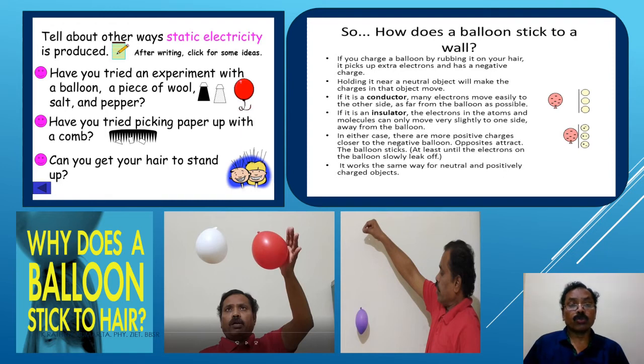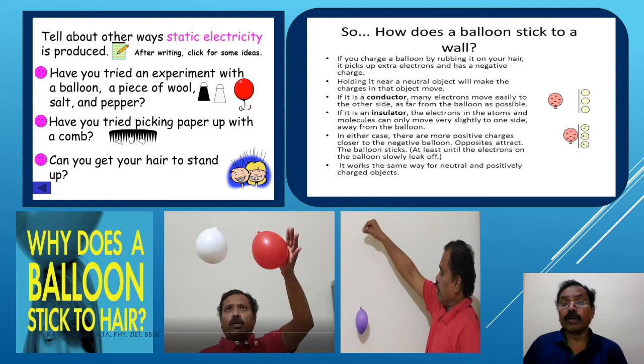And the next case: why does a balloon stick to hair? See the diagram showing the sticking. A rubbed balloon, if you keep it on your hair, will stick. And if you see my hand, when I do the experiment, the balloon sticks to my hand after rubbing, and the balloon sticks on the wall due to opposite charges.